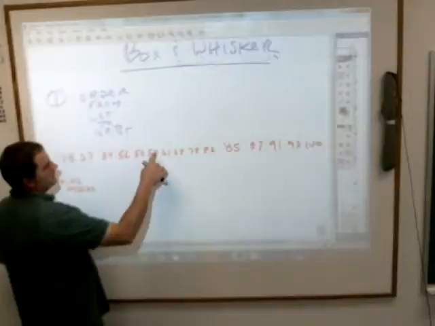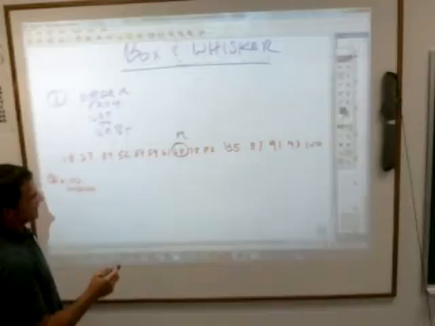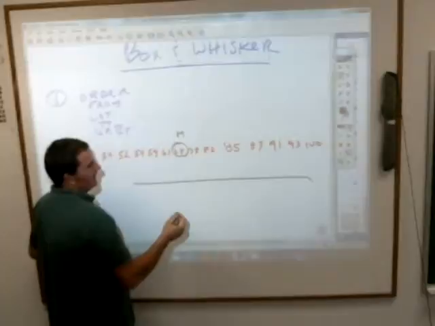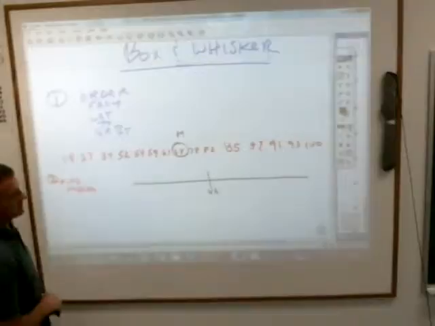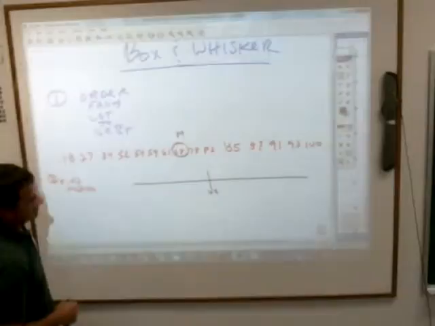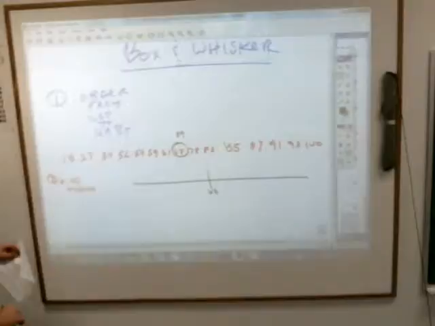Now, if you're drawing your box and whisker plot as you do this, here is what it would look like. Here at 68 would be the very start, the very exact center of your boxes. That doesn't mean that it's just going to be the middle number in that whole set there. Okay? So that was step one.